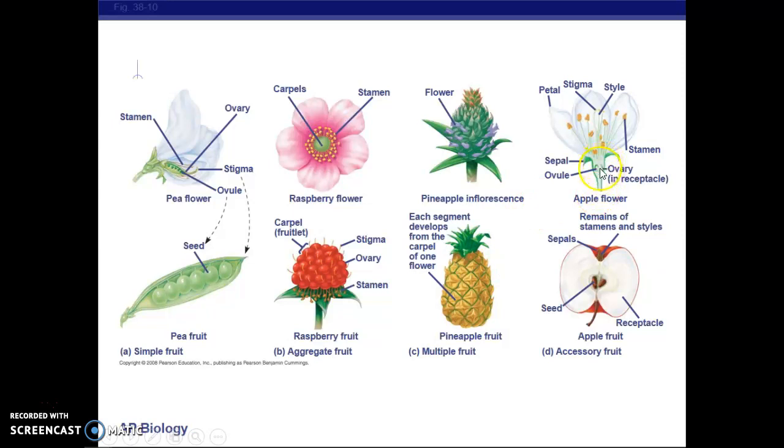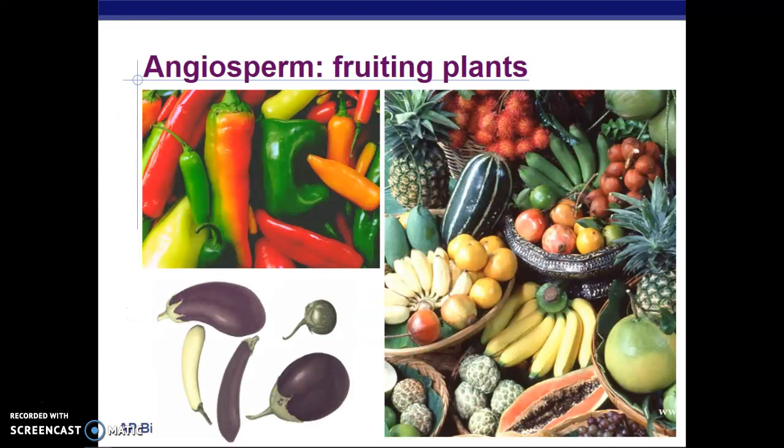Over here we see an apple, which is a simple fruit because there is one ovary, but with multiple fused carpels. When you cut an apple across, you will see multiple seeds, multiple chambers. So it is a simple fruit, but it is also an accessory fruit because the apple core that you throw away is the actual ovary of the flower, and the fleshy part of the apple that we actually eat is not the ovary. It develops from the receptacle or the stalk of the flower, and hence it's called an accessory fruit or the false fruit.